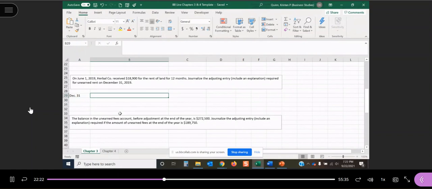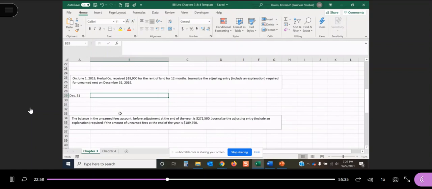So on June 1st, someone walked into my company, they handed me a check for $18,900, and I have done nothing for them. So that's what makes it unearned. Remember, our revenues are always earned when we've actually provided a service to our customers. So that $18,900 is sitting on my books as a liability. I owe that customer the right to rent my land for the next 12 months starting on June 1st. But as of June 1st, I've technically done nothing for them, so I've technically not earned any of that money.